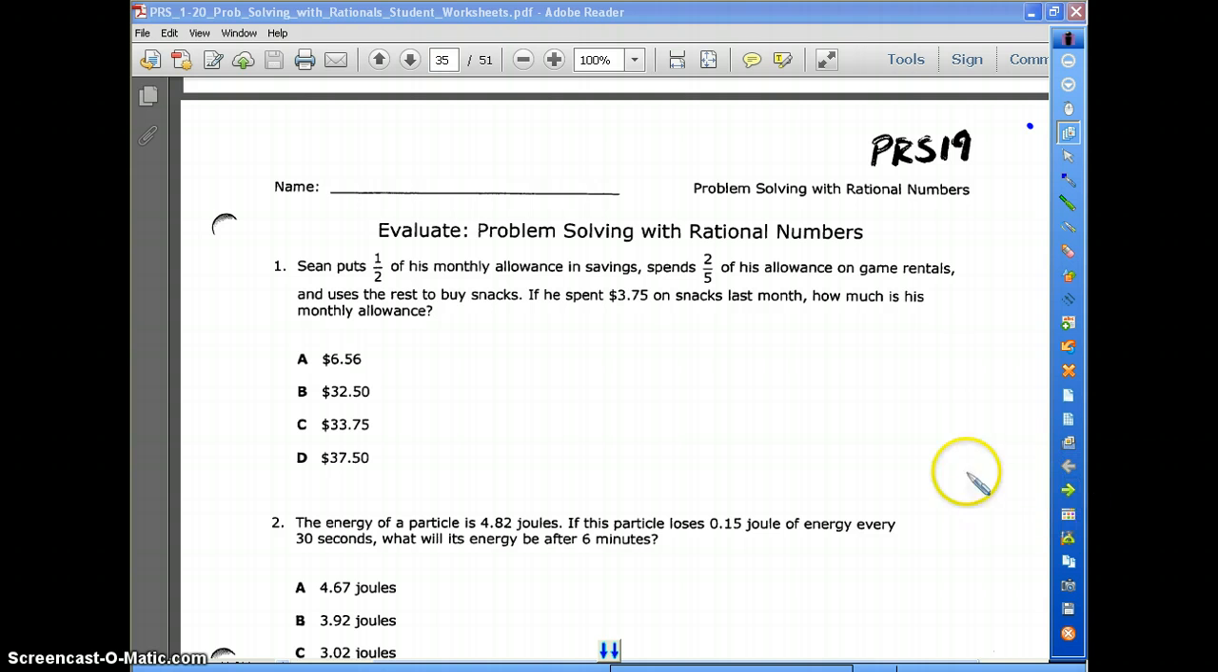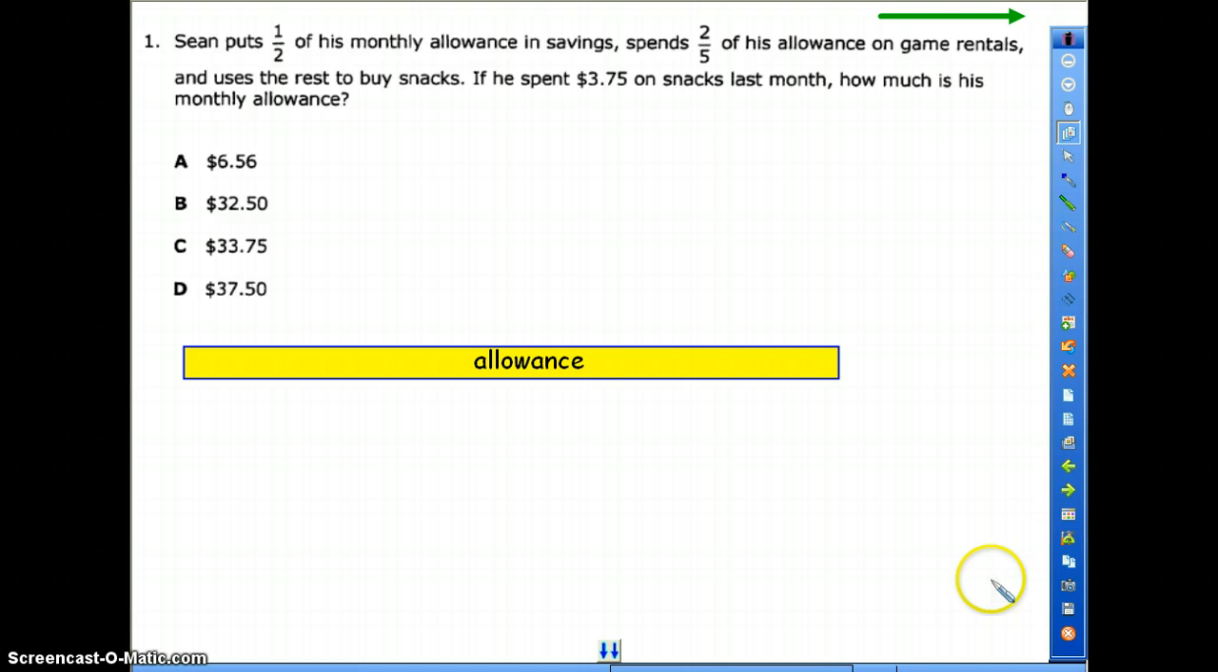So I wanted to give you some hints on how to go about solving these, because some of these are really tough questions. I think they're tough for 8th graders. So let's get started. Here's number 1.